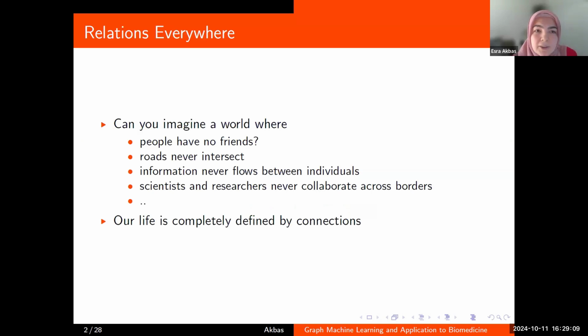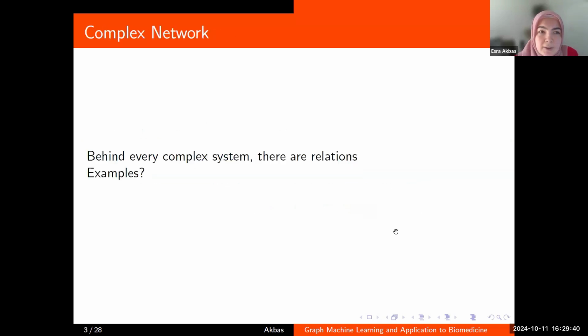So it's about relations. We have relations everywhere in the world. We are all connected to each other. We cannot imagine a world where we don't have any friends, or the roads never intersect, information never flows between individuals, or at conferences like this, researchers and scientists never collaborate, right? We have all of these in our life. So our life is completely defined by connections.